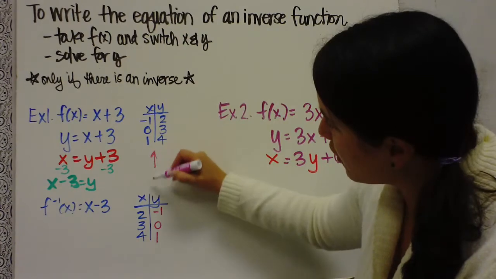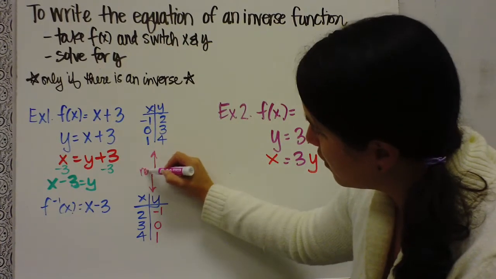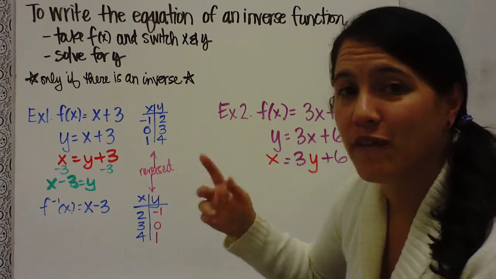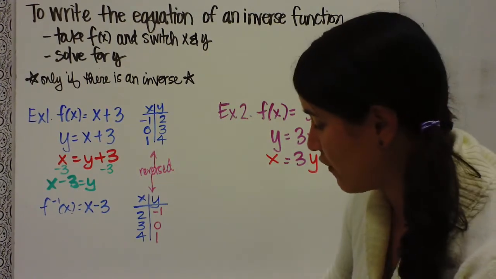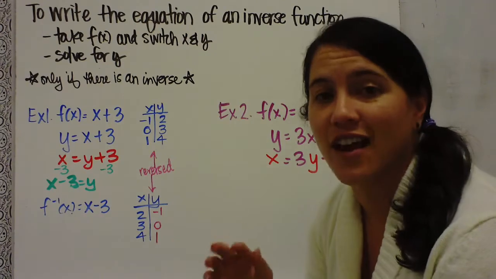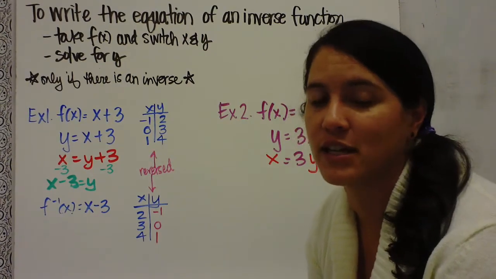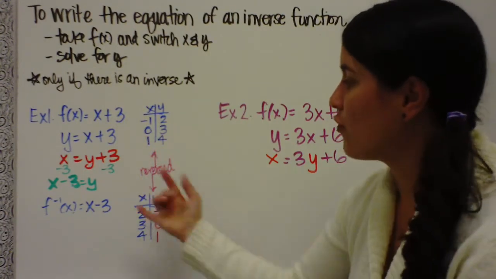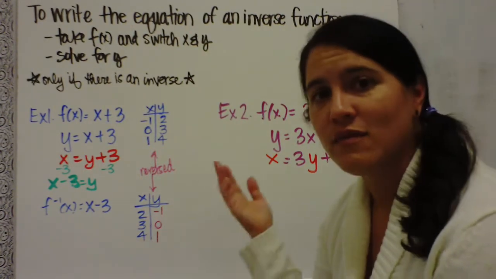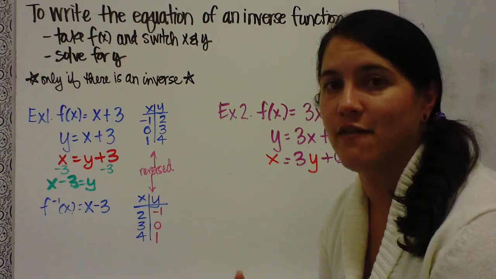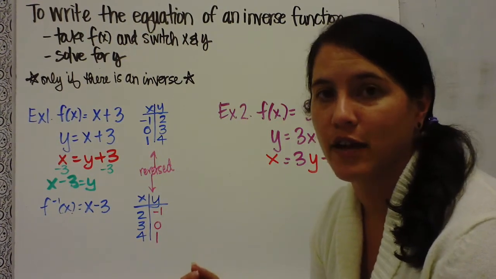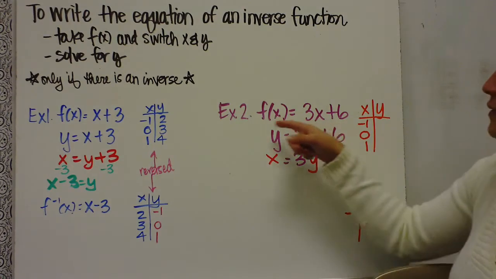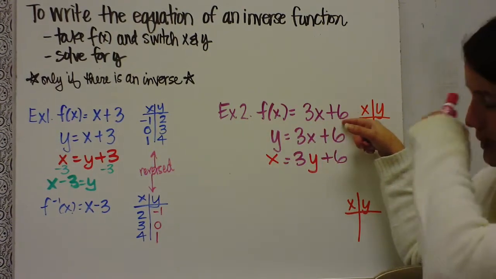So if you compare, my tables are reversed, and that's what I meant in the very first slide when I talked about how you reverse the x and y, you reverse the independent and dependent variables. I have reversed my chart, and that's the definition of an inverse, when the independent and the dependent variables are reversed. Right. Example 2, f of x equals 3x plus 6.